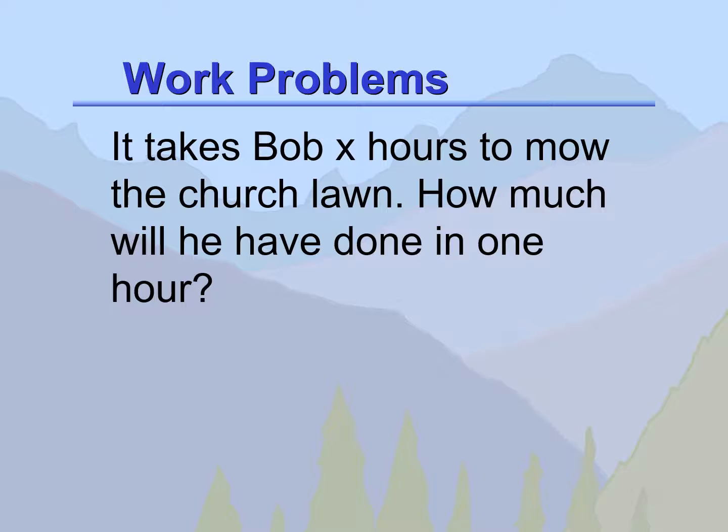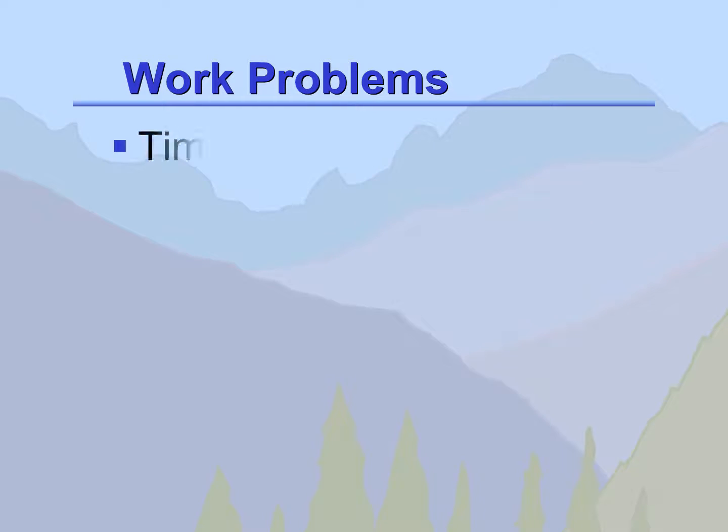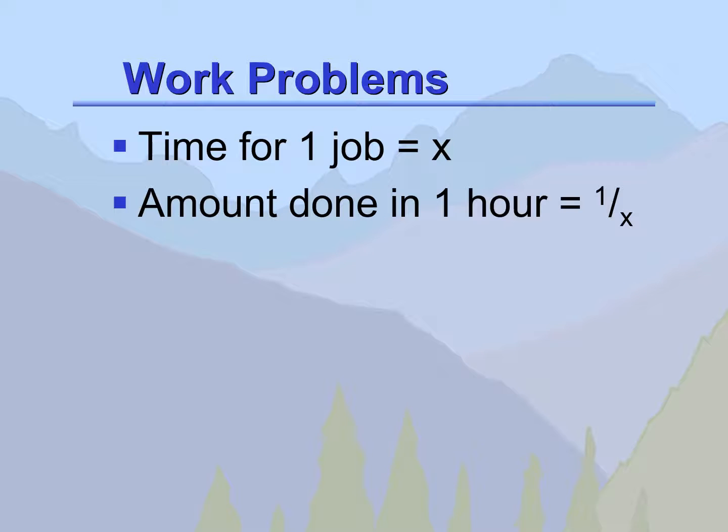Now let's generalize it. Let's say it takes Bob x amount of hours. Then how much does he have after 1 hour? Well, he'll have 1/x of the work done. So in all of these problems, we would say that the time for one job would be x, and the amount done in 1 hour would be 1/x.